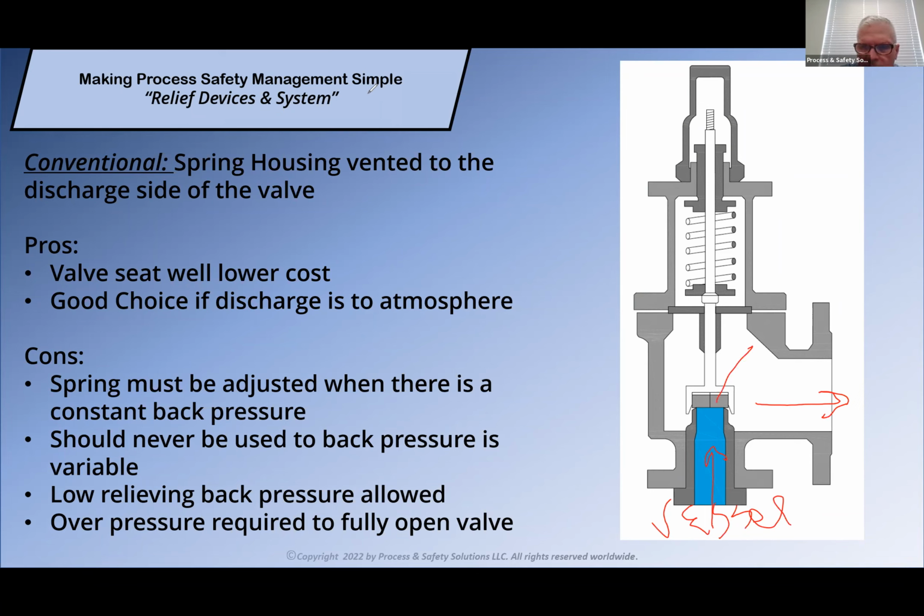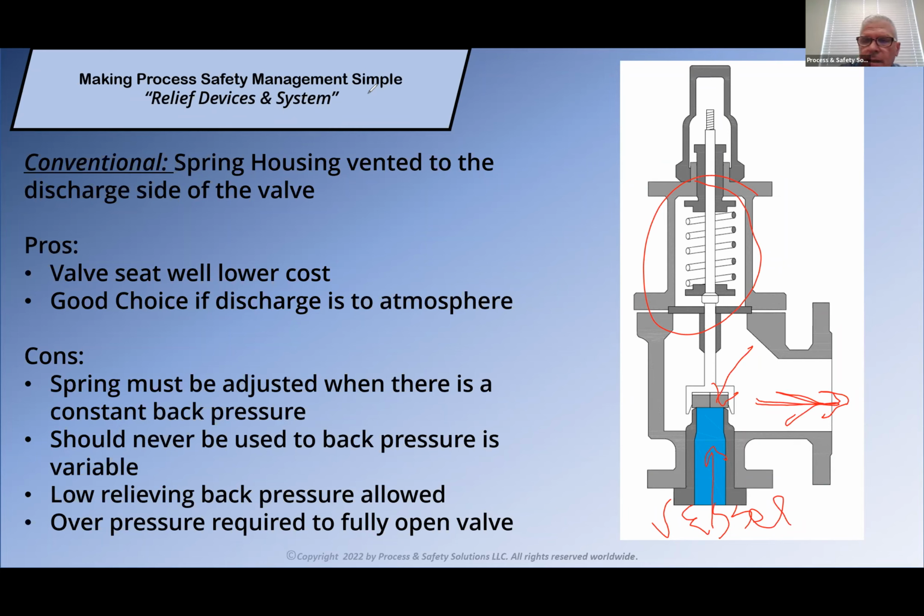This is the valve seat. This is what actually lifts. And then of course, this is the spring. As the pressure builds up inside the vessel, it lifts the valve off the seat, and then it relieves the pressure this way.